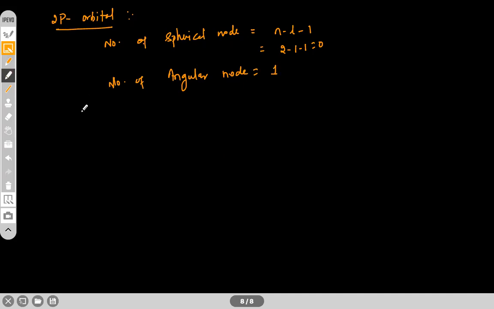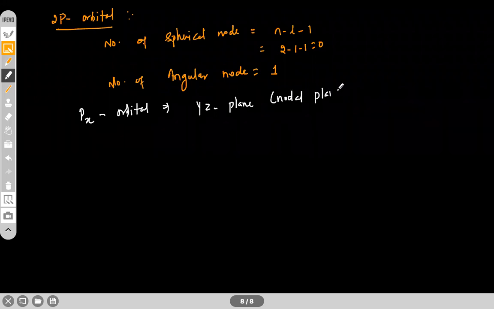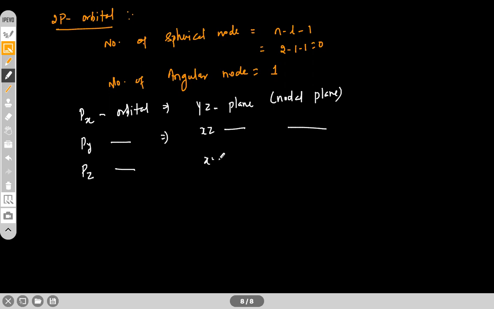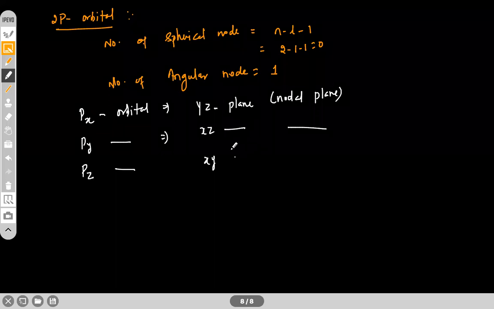So if the orbital is px, we have one angular node, and the nodal plane for this is the yz plane, the perpendicular one, right? If you have py orbital, the nodal plane is xz, the perpendicular one. If you have pz orbital, then the nodal plane is the xy plane, and this is the answer here. So you should know what nodal planes we have.